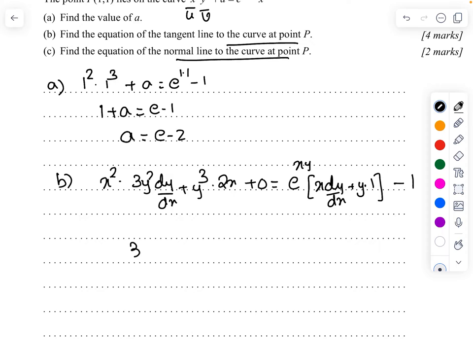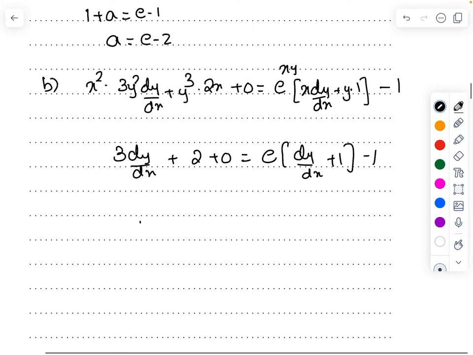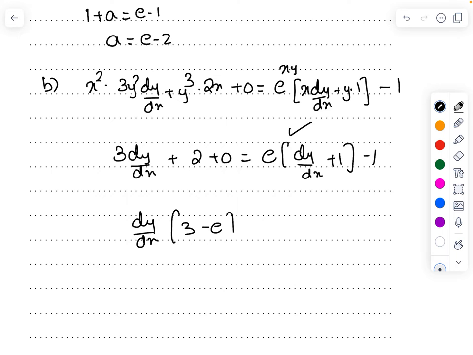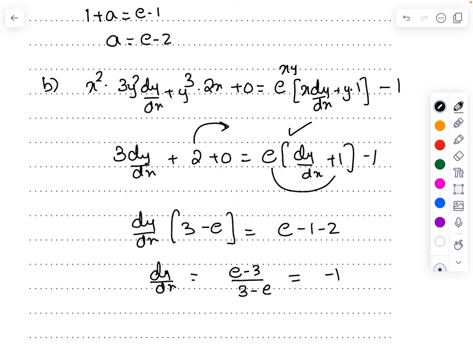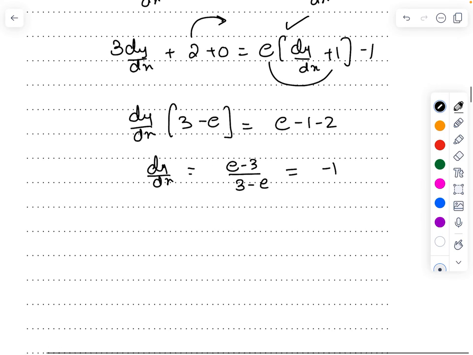So it becomes 3 dy by dx plus 2 plus 0 equals e dy by dx plus 1 minus 1. So I take dy by dx common, 3, and over here it is minus e, equals e times 1 is e, minus 1, plus 2 goes to the other side, minus 2. So dy by dx equals (e minus 3) divided by (3 minus e), which is minus 1.